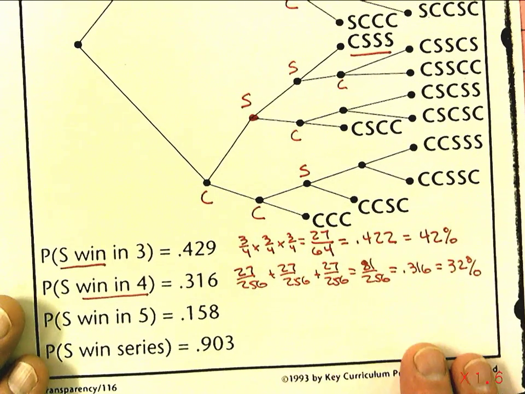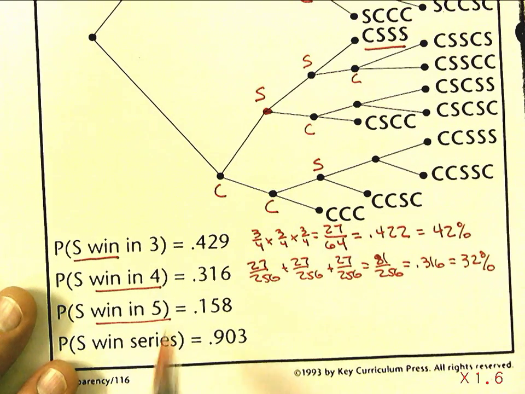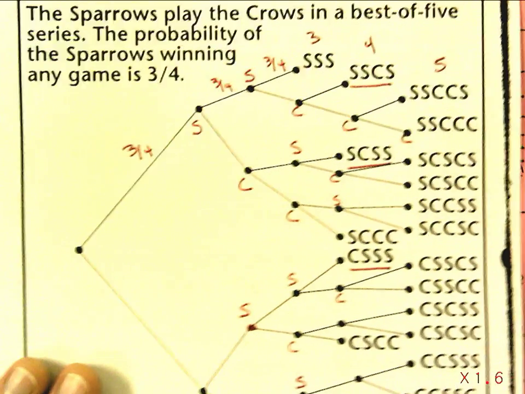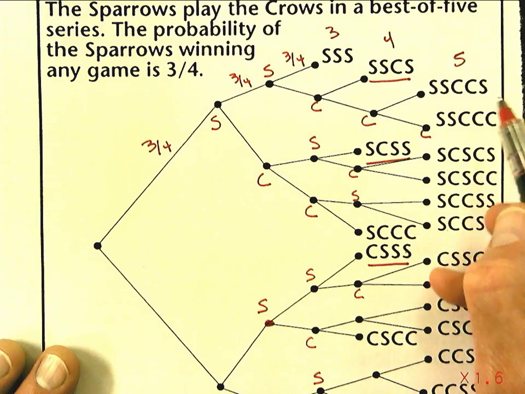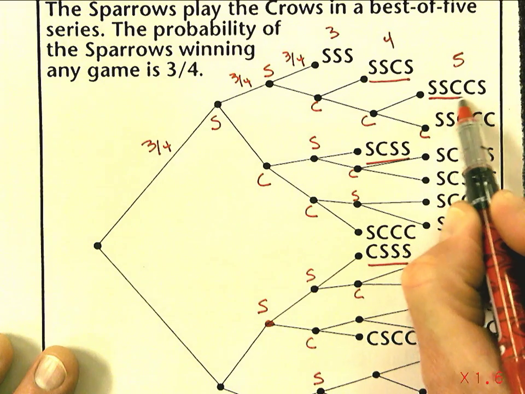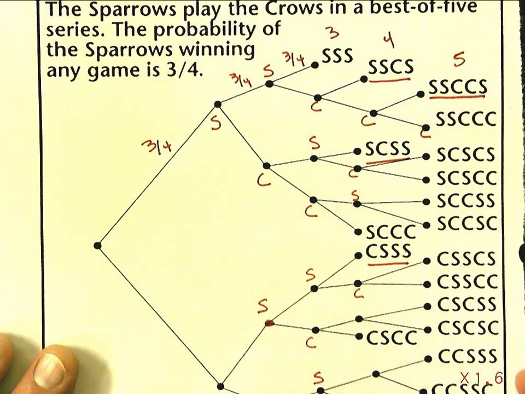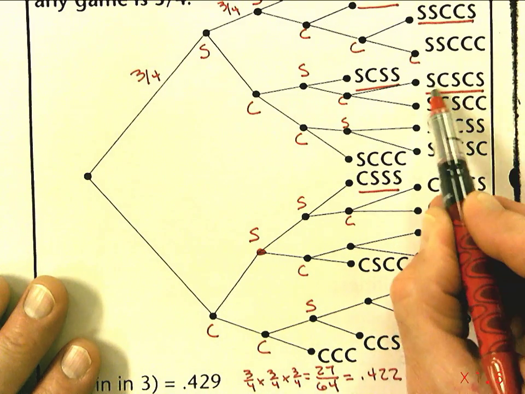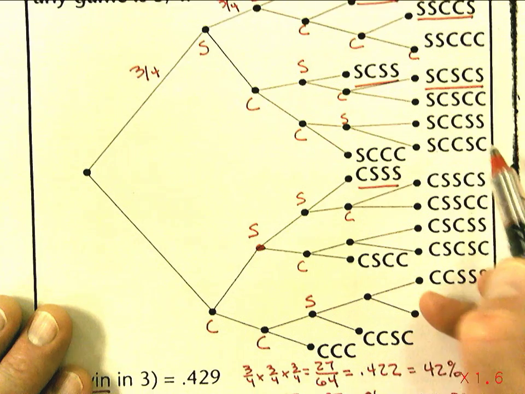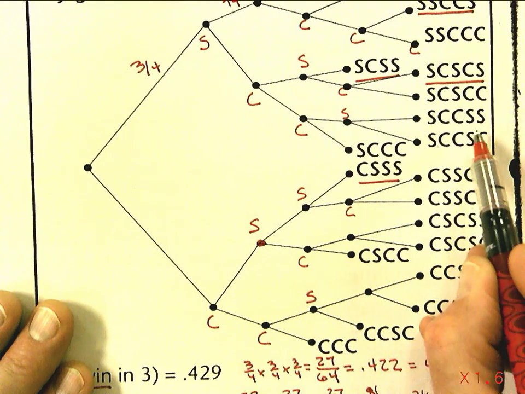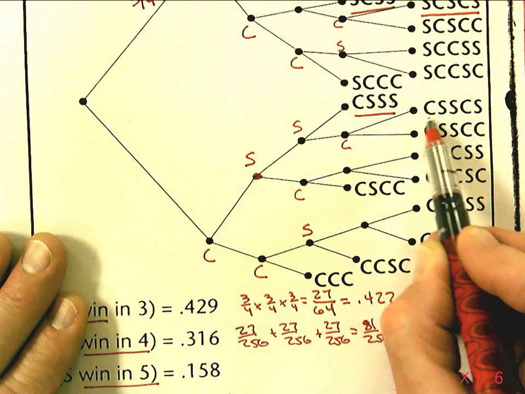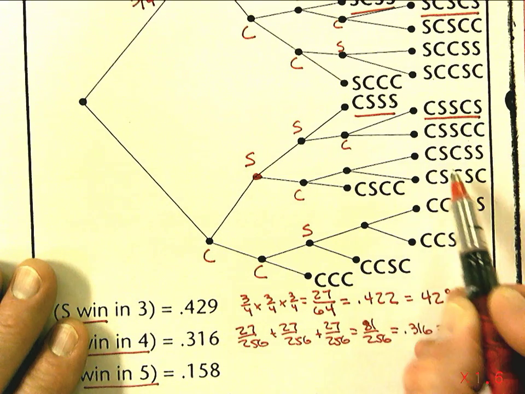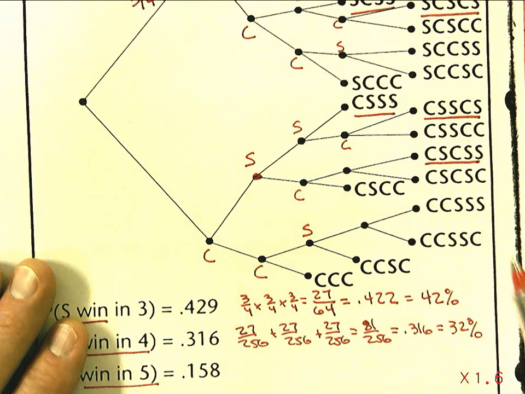So continuing on now, what about winning in 5? What are the scenarios where they win in 5 games? We've got to look at all the situations where the Sparrows win. So there's one where they win in 5 games, and then there's another. They've got 3 there. And if we keep going down, here's one where they win in 5 games, and then here's another.